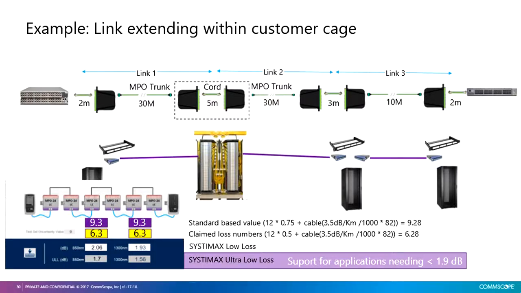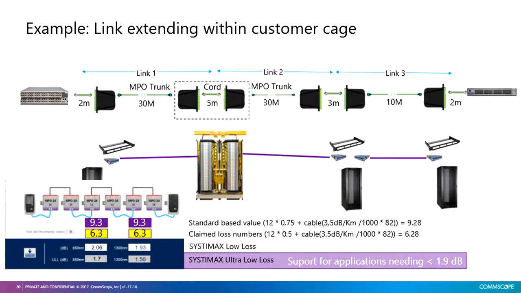If we go with the SYSTIMAX low loss solutions, we are getting 2.06. If you compare that 2.06 against the application requirement of 1.9 dB, even with SYSTIMAX low loss it is doubtful whether it will work or not. But with SYSTIMAX ultra low loss, it will definitely work, because it is below what the application needs.